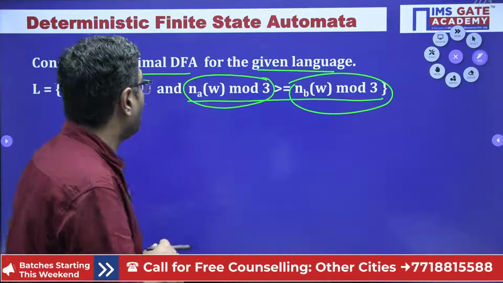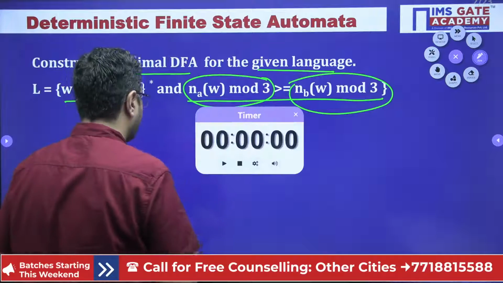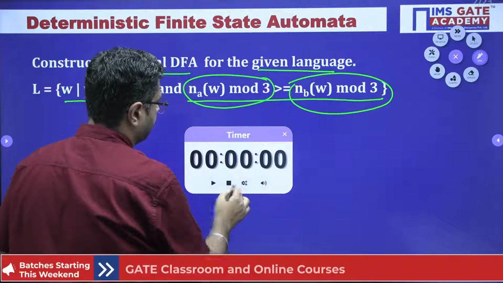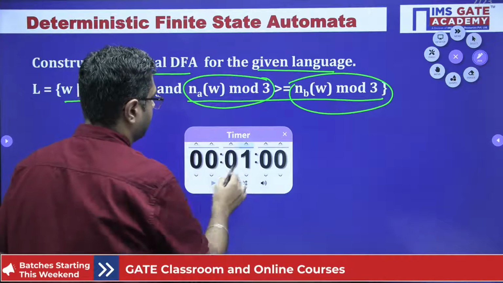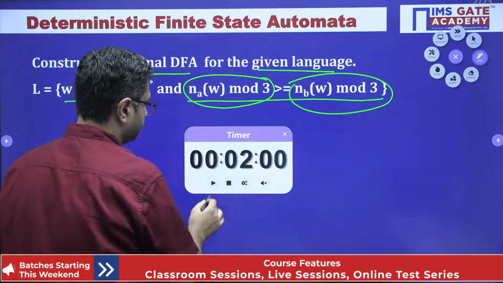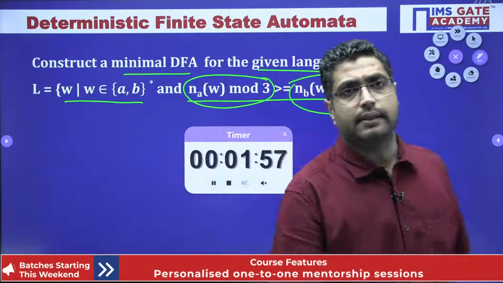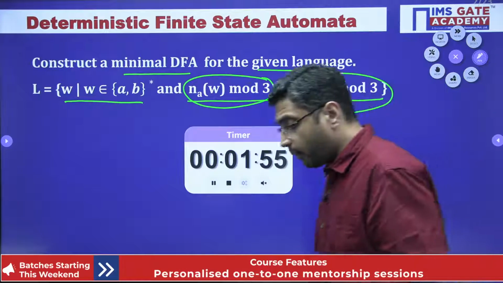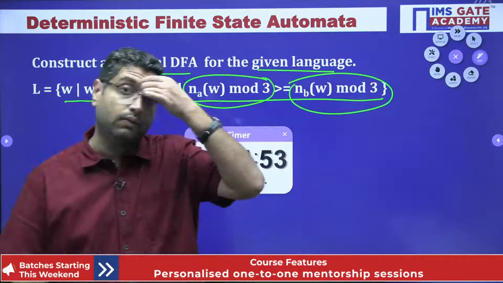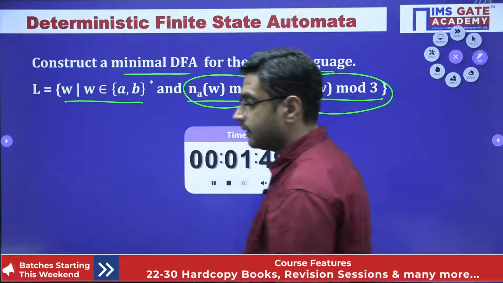Now let me give you 2 minutes to solve this, and then we will discuss the solution in detail. So the condition is: number of A's in W mod 3 is greater than or equal to number of B's in W mod 3. That is the condition.